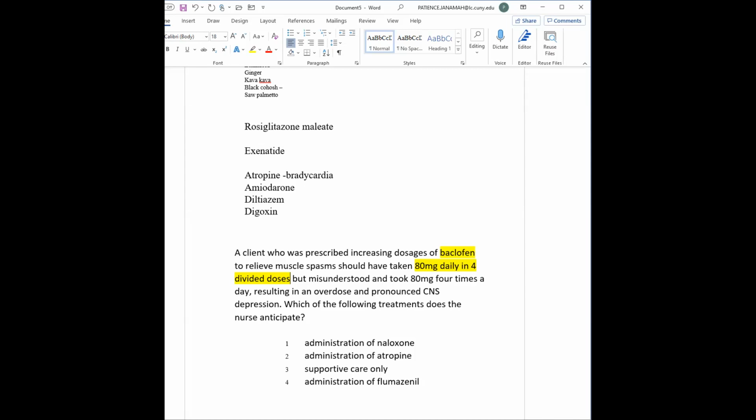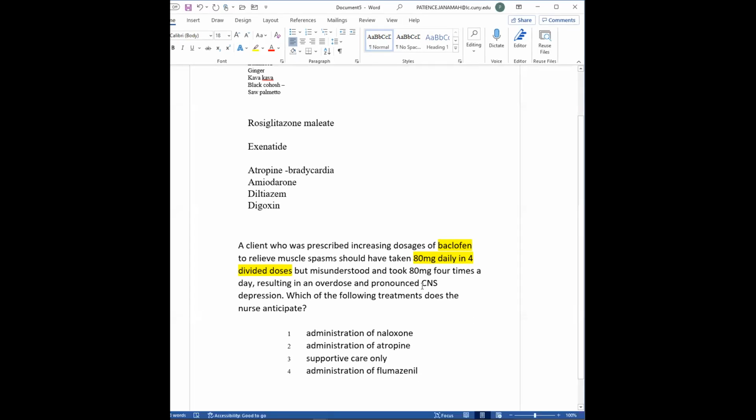Who doesn't understand this analysis? That was another way they could have asked you in the answer options, okay? Now, the client should get 80 milligrams daily in 4 divided doses. I'm trying to draw your attention to understanding the question before you look for answers. If you don't understand the question, you cannot look for the correct answer.